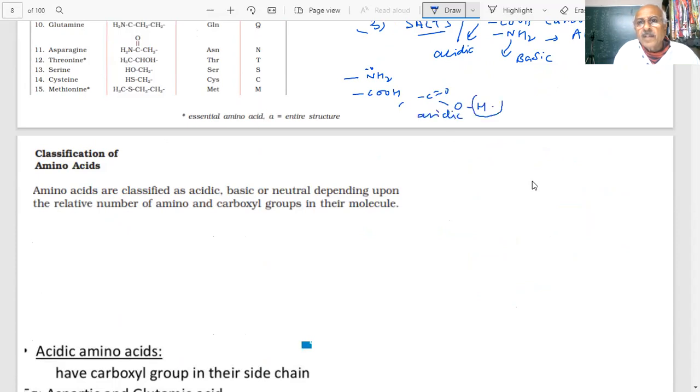So what can happen? This proton can go to this. And then what can happen, student? You may have NH3+, and this can form COO- within the same molecule. It is possible, student. So there is a dipolar ion. Okay, a dipolar ion can be formed.